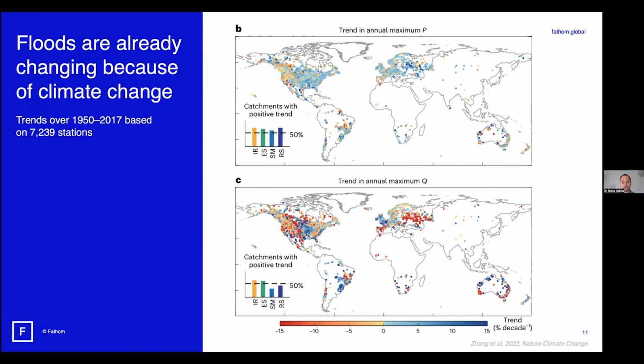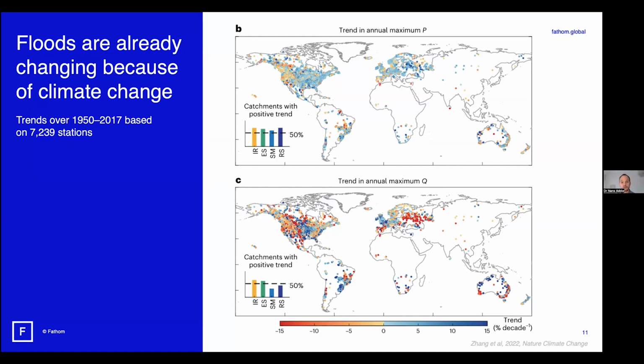It's true, for instance, in Eastern Europe, many red dots there. But then if you look at the top plot, you see that in the same region, we're seeing an increase in extreme rainfall. So there is a quite different response from the atmosphere and from the catchment. Overall, you can see if you look at the top plot that there are many blue dots, that we're seeing an increase in extreme rainfall in most locations on this map.